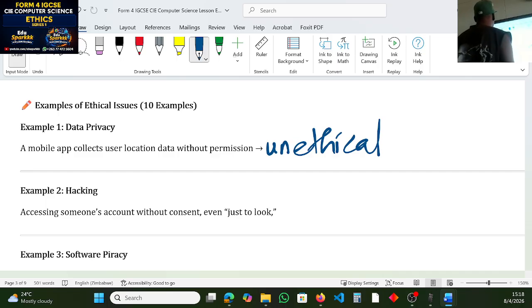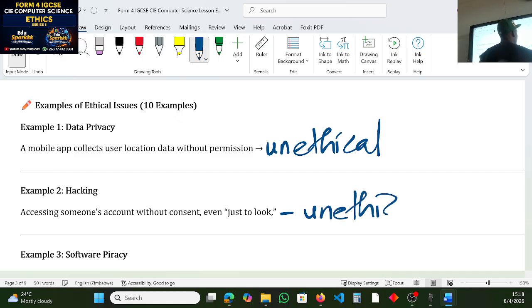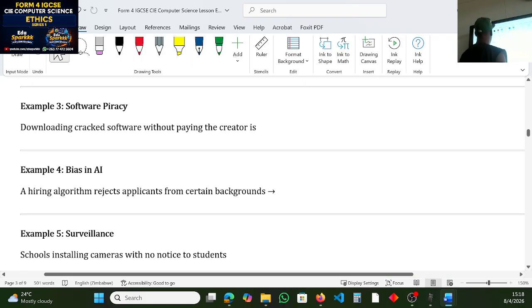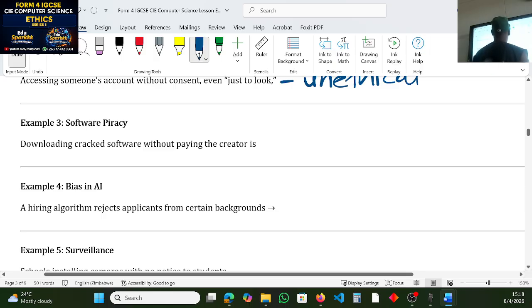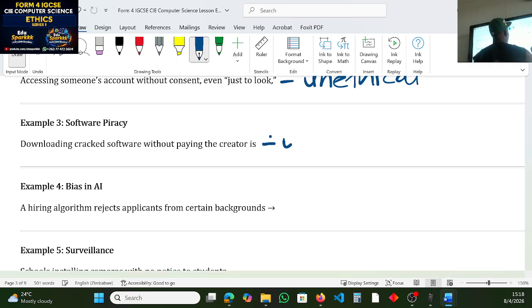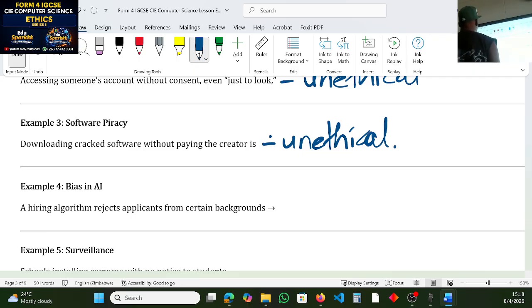Then accessing someone's account without consent, even just to look, this is hacking. You are invading someone's territory without their consent. So this is another unethical case. Right, next we have piracy within software. If you download cracked software without paying the creator, this is also unethical because the developer or the owner of the software does not have financial rewards out of their hard work.